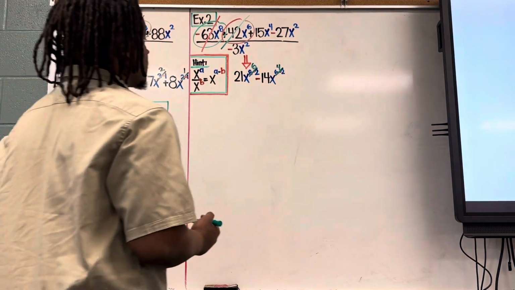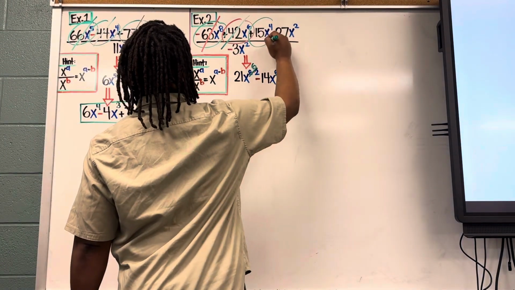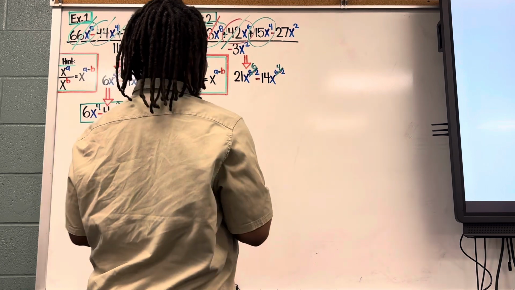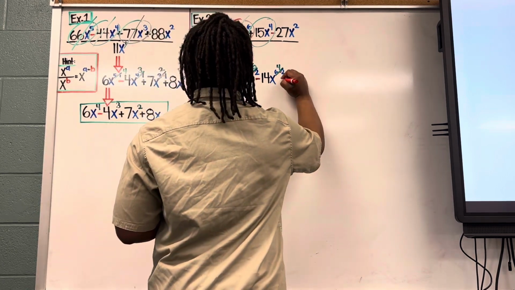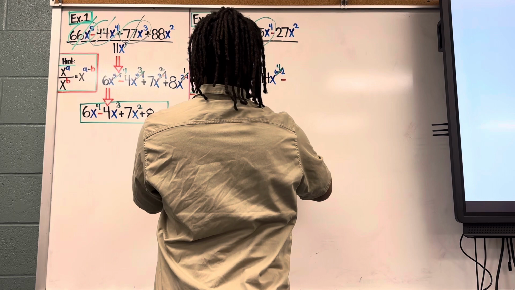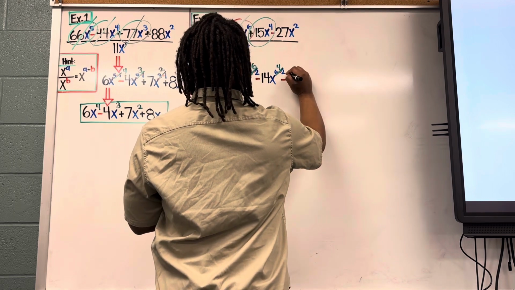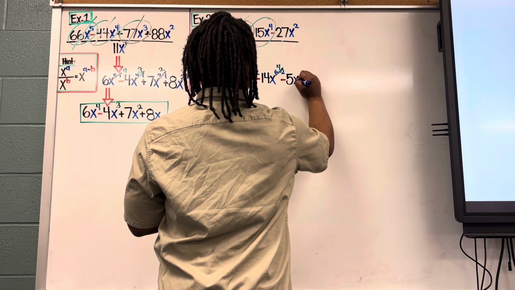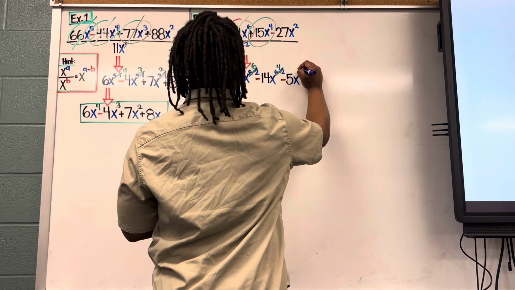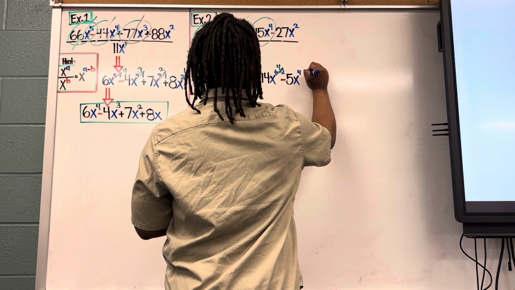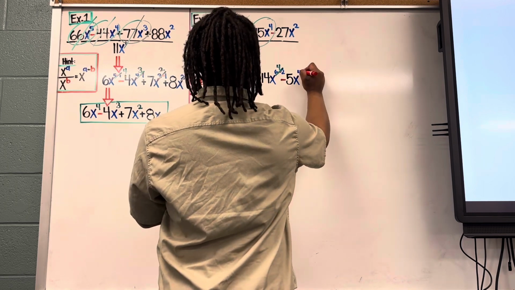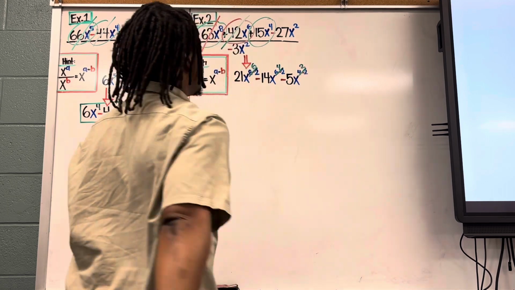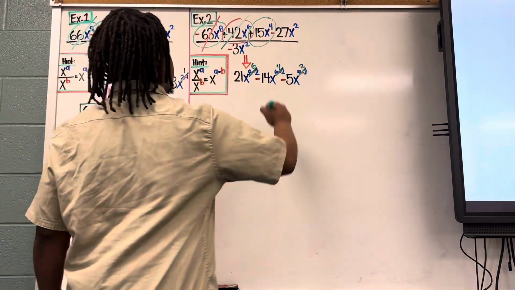Okay, the next one is gonna be 15x to the 4th power. So 15 divided by negative 3 is a negative 5. So it's gonna be minus 5x. And then once again, I'm looking at the exponents. This is 4, that's 2. So it's gonna be 4 minus 2, which is 2. Okay, so I'm done with that one.